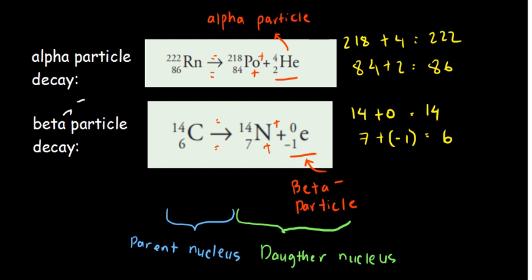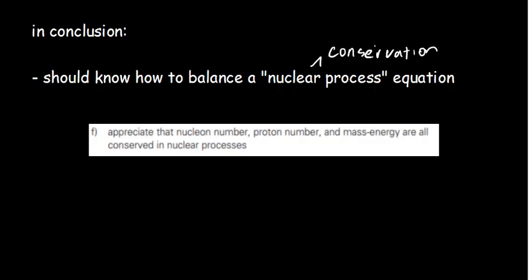Now I can say the left side is the parent nucleus, and this is the daughter nucleus here. So in conclusion, you should know how to balance a nuclear process equation using the idea of conservation of nucleon number and charge.